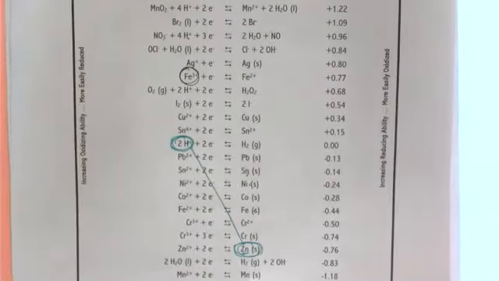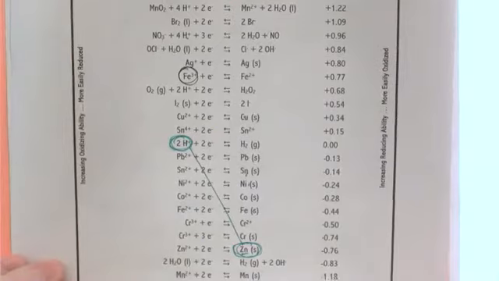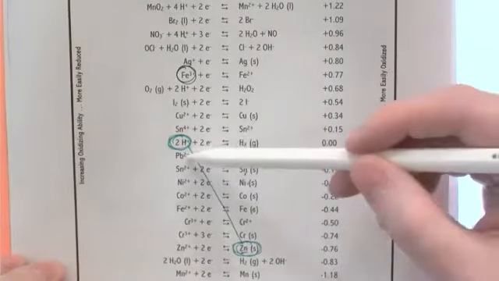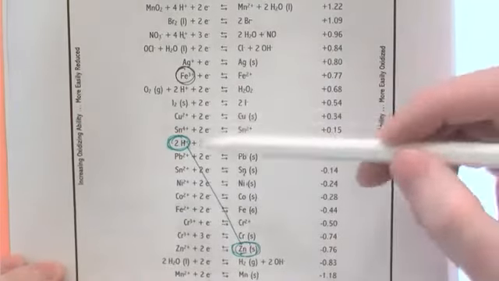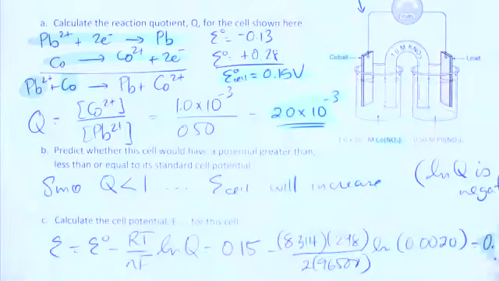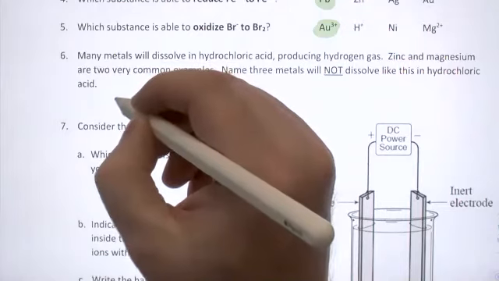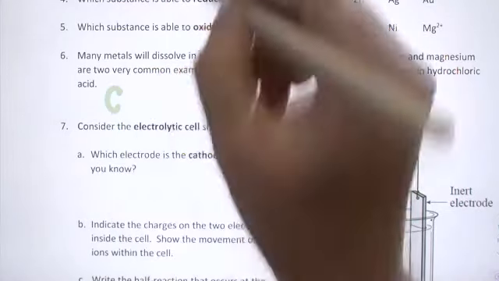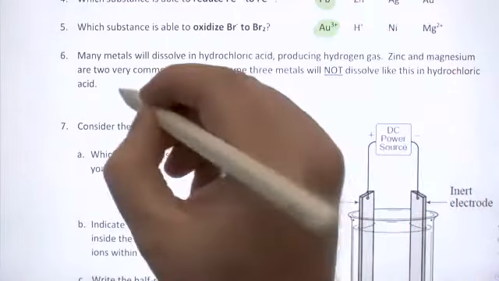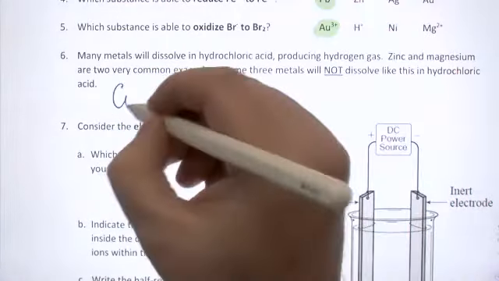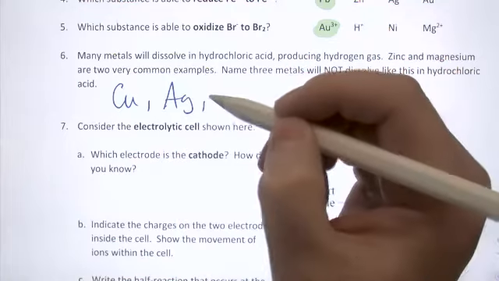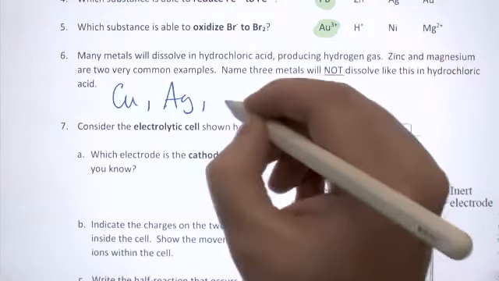Zinc and magnesium metal are two of the common ones, but there are metals that are not below and to the right. There are metals that are above and to the right. So which ones would not react? They would be copper metal, I think, is the first one. Oops. Copper metal. Another one that would not react would be silver metal. Another one that would not react would be gold metal.